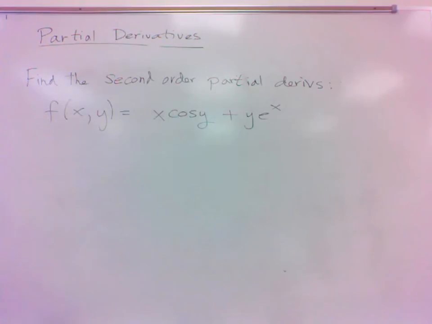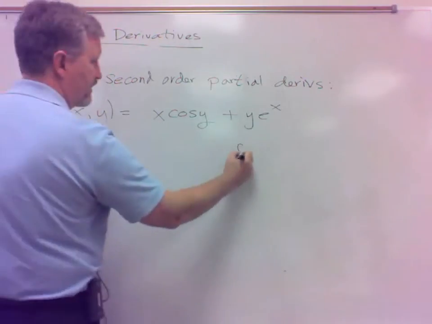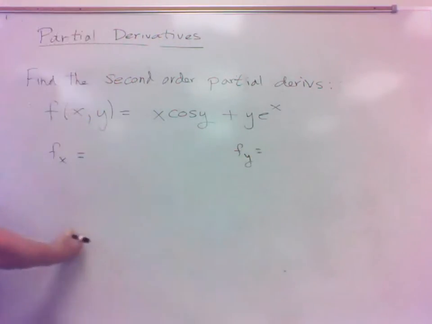All right. Well, if we're doing the second order partial, just like if we're doing the second derivatives of a single variable function, we first of all need the first derivatives. And in this case, we need both first derivatives. We need the partial with respect to x, and we need the partial with respect to y. We'll play off of those.